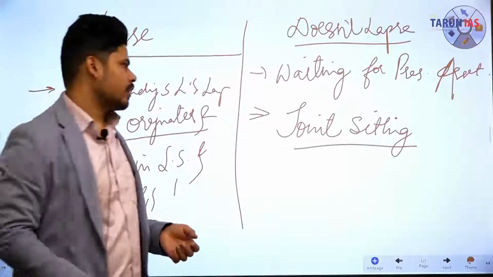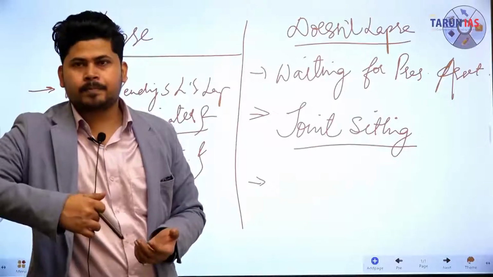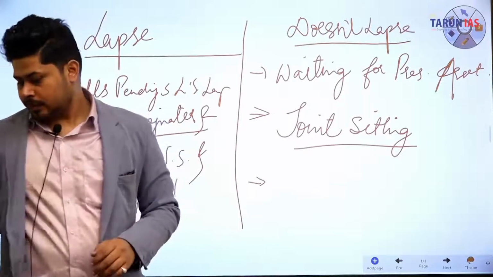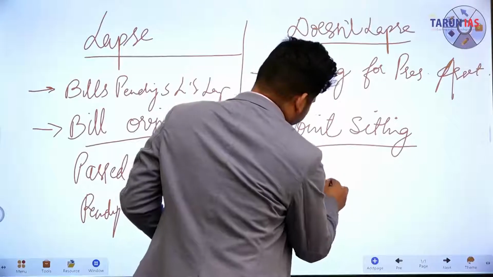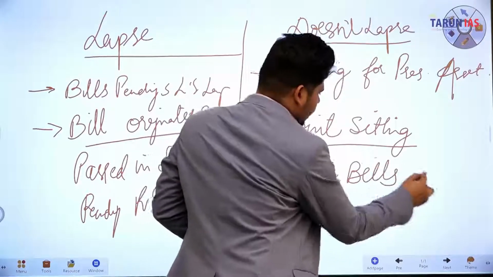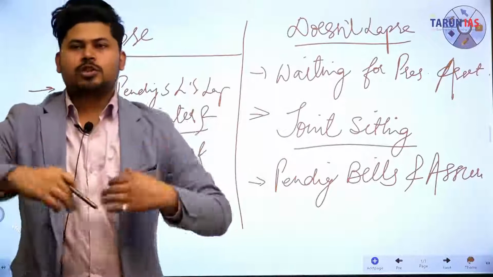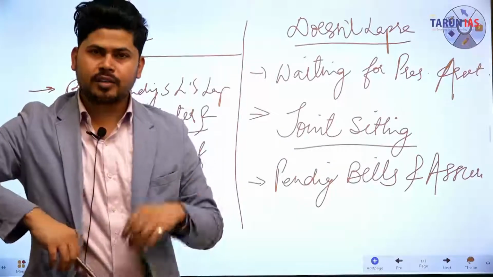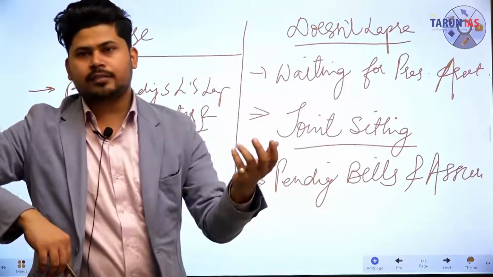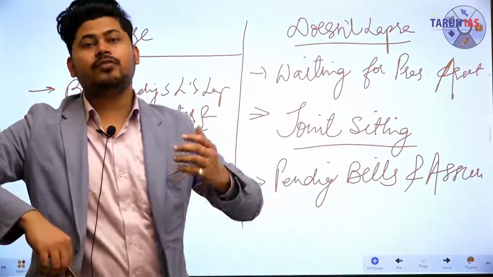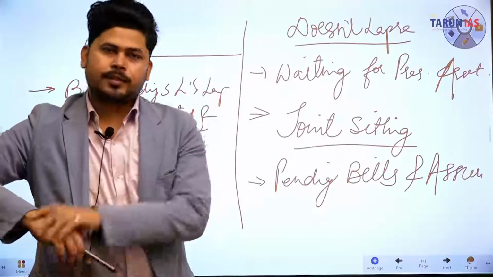What other important things are there? Another important thing is any assurance given, that is, pending bills and assurances. Now, what are assurances? If you have seen the proceedings of Lok Sabha or Rajya Sabha, whenever a minister is answering a question, he sometimes gives some assurances that okay, I will look into this matter and I will furnish the information later in the house. So by saying this the minister escapes.